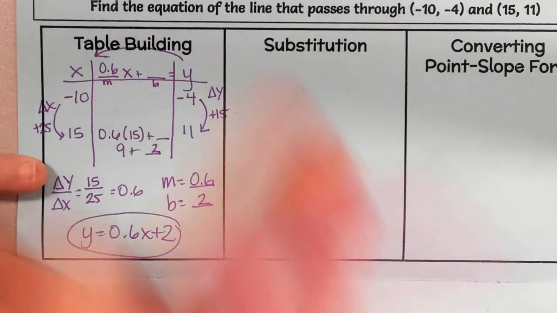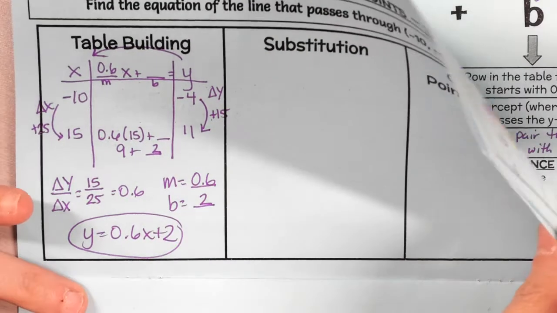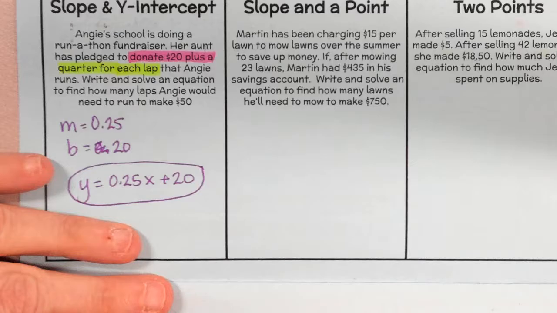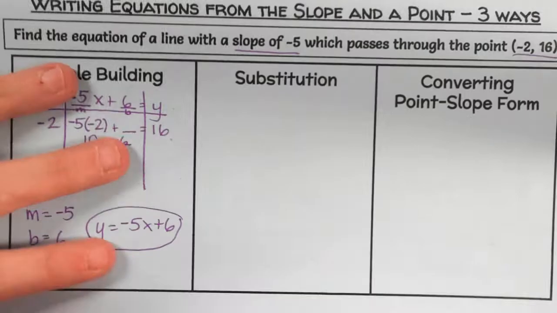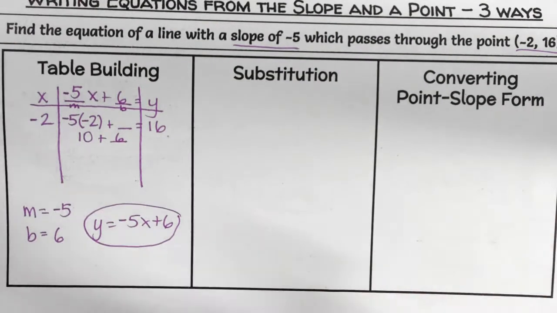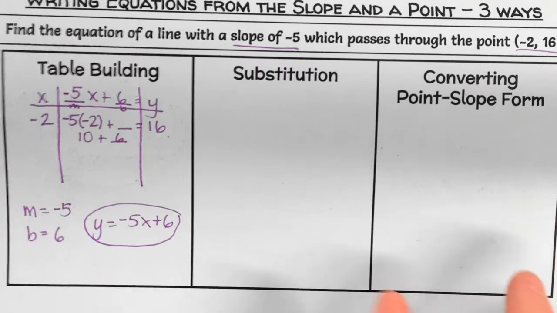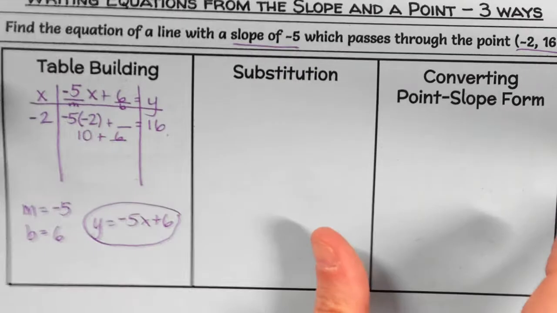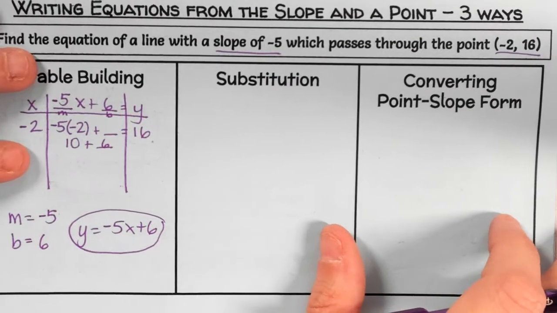What do we think about this? This method is called table building, and some of you may be familiar with it, some of you may not. I'm showing you another method in case you like it. If you don't like it, don't use it. It's no big deal. This next method is substitution.